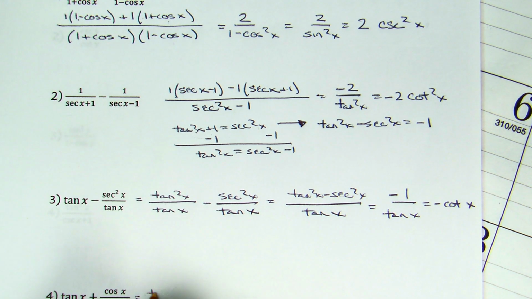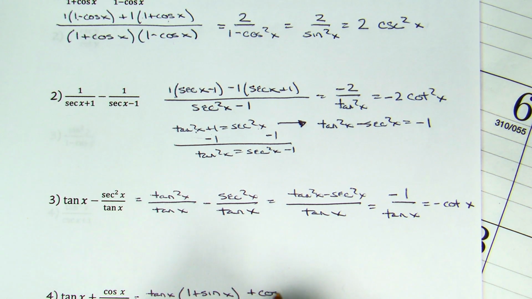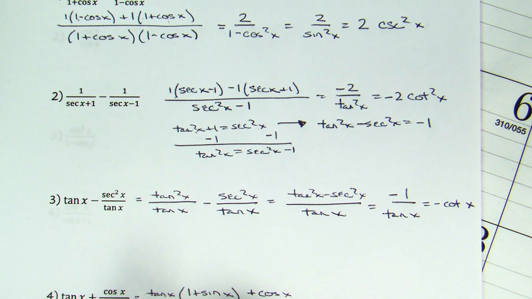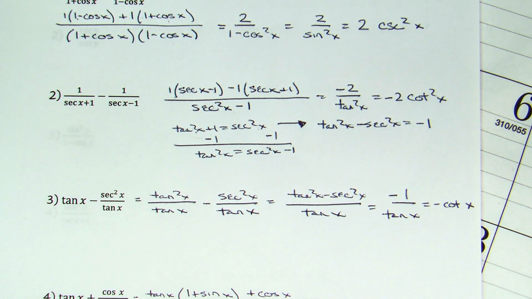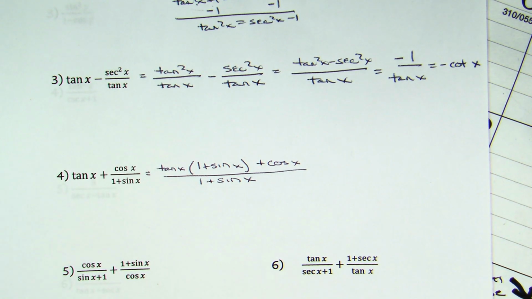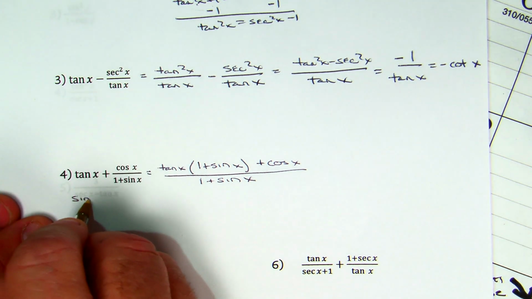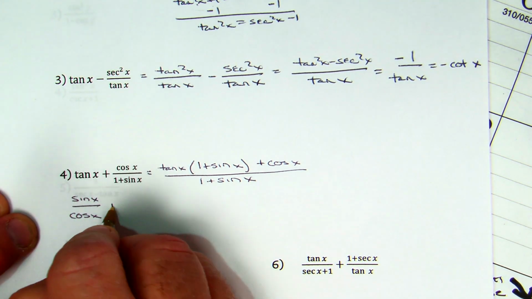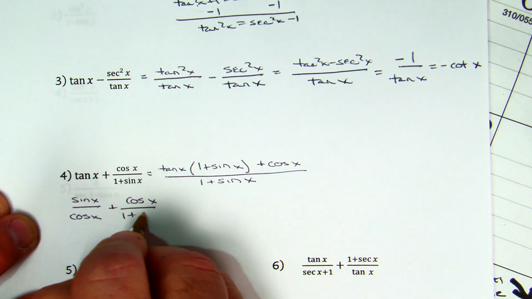All right, next one. There's a couple ways we can go about it. I can start by doing tangent x times 1 plus sine x plus cosine x over 1 plus sine x. You'll realize that's going to get very convoluted. So the idea is to rewrite tangent x as sine x over cosine x plus cosine x over 1 plus sine x, which might be a better approach.